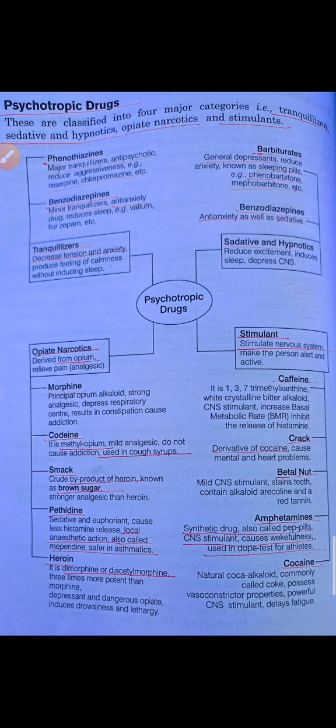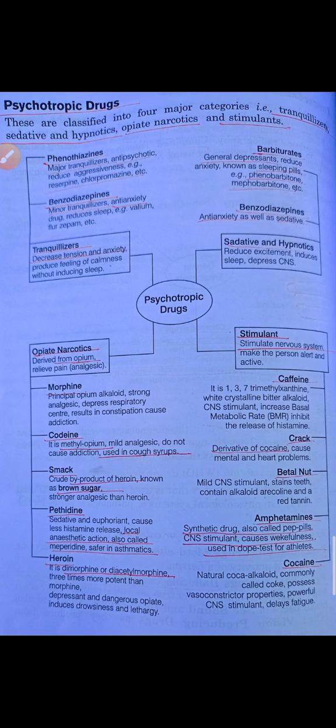What is the medical use? It is used as a cardiac and respiratory stimulant, meaning it works on cardiac rate, or especially as a CNS, central nervous system, stimulant. It is a white crystalline bitter alkaloid, and it inhibits the release of histamine in our body. That's why excessive use of coffee is very harmful.